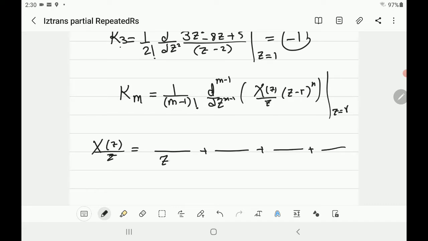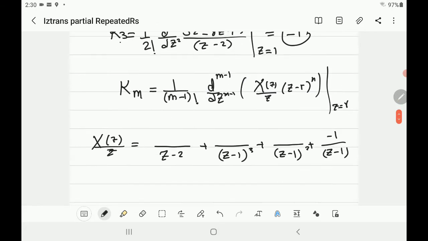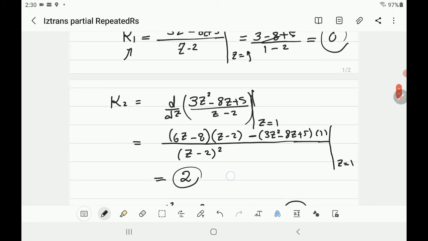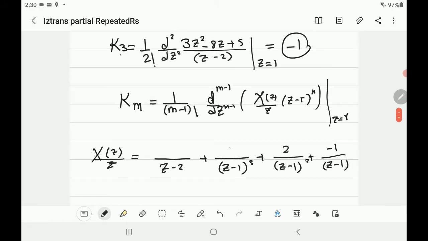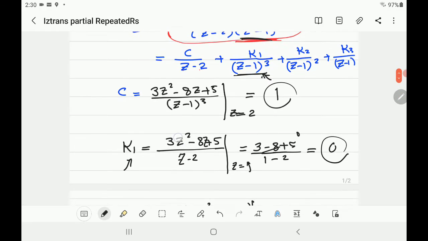If you remember, we have z minus 2, z minus 1 cubed, z minus 1 squared, z minus 1, and then we'll stop. That's it, the last one. We know that this one, we got it already, is equal to minus 1. Go backward. And K1 is equal to 0. And for z minus 2, that was C equal to 1.